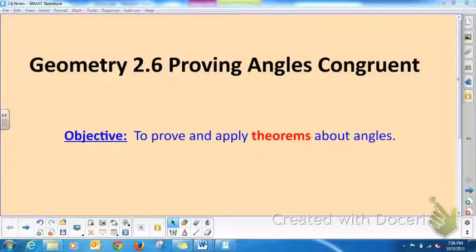Hi, welcome to Geometry 2.6, Proving Angles Congruent. Our objective is to prove and apply theorems about angles. In this section, we're going to learn about theorems and we're going to learn how to prove things about angles using a variety of methods.